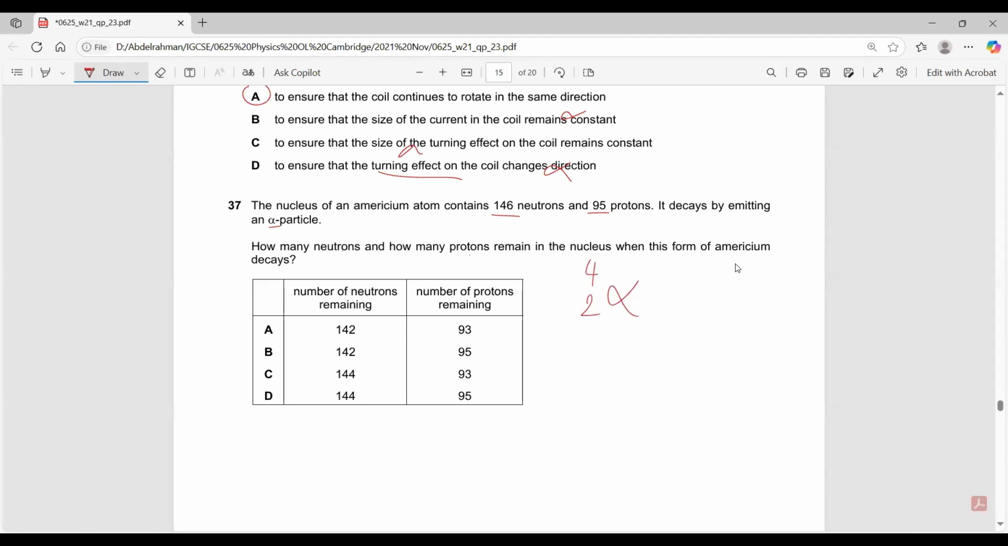We are very used to just saying, oh, well, I will decrease 4. No, this is from the mass number, the total mass number. What's 4 and 2? 2 protons and 2 neutrons. So we'll decrease 2 from the number of protons, and from the number of neutrons. The protons were 95, so it will be 93.